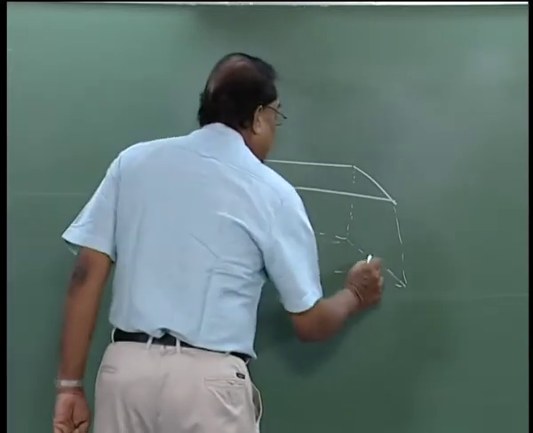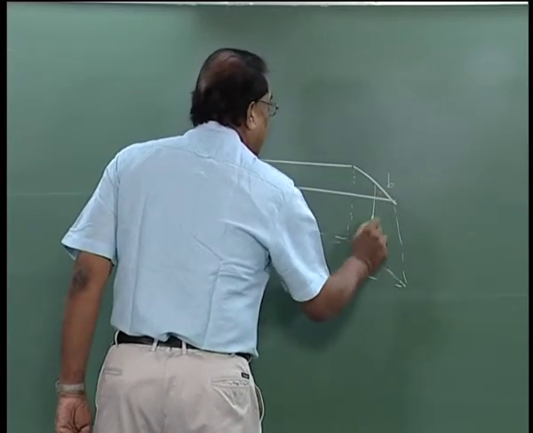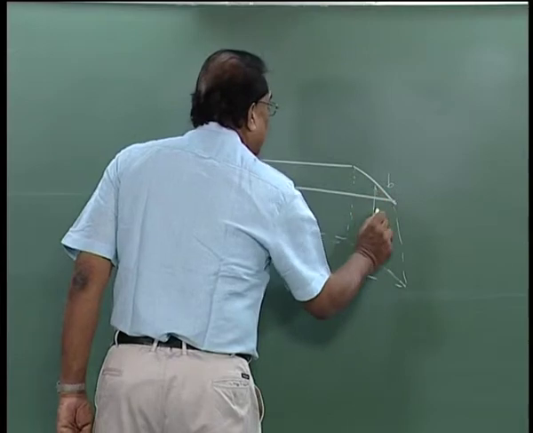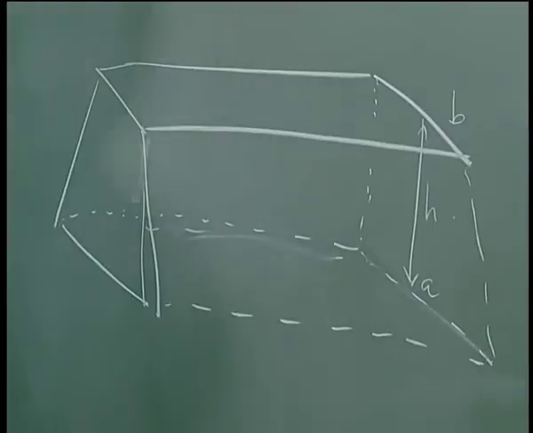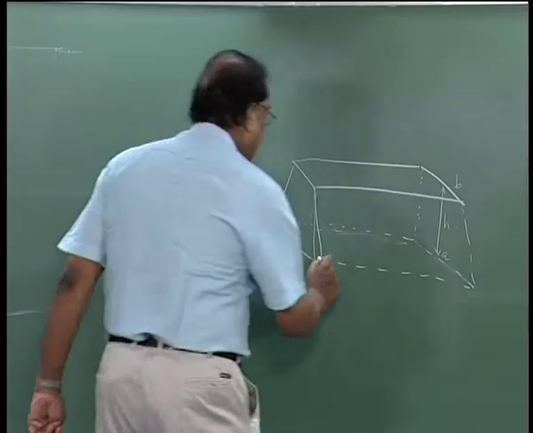Where the base is A, the summit is B and the height is H. So, here the volume is clear. It is the area of cross section times this length.